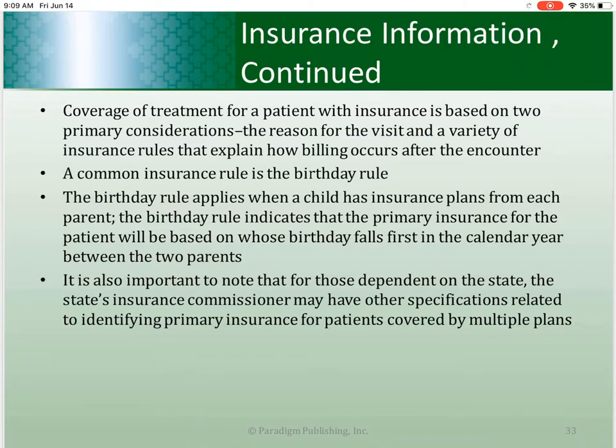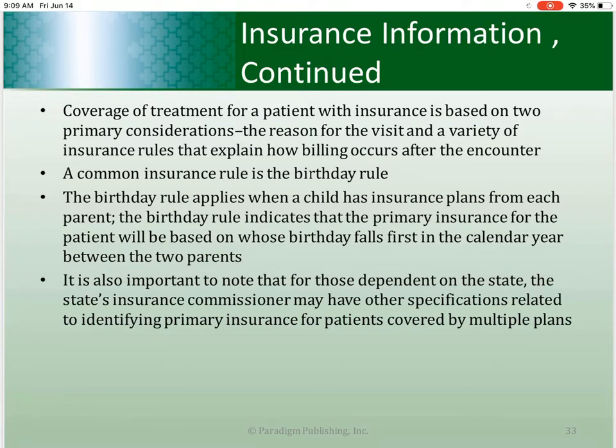All right, so let's talk about coverage of treatment. How insurance covers a patient's healthcare cost is based on the primary reason for the visit and a list of established insurance rules. So many rules. All right, so the first one, if a patient is injured, the healthcare setting must determine how the injury occurred. If it was an accident, primary coverage may be provided by the company, property insurance, or accident insurance.